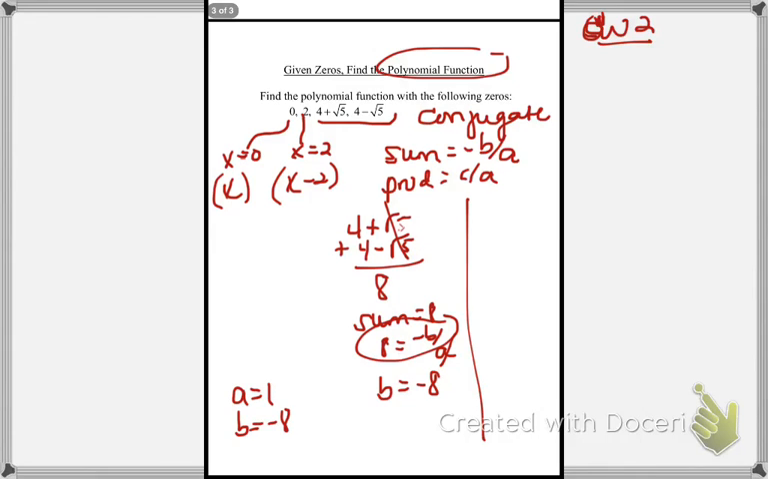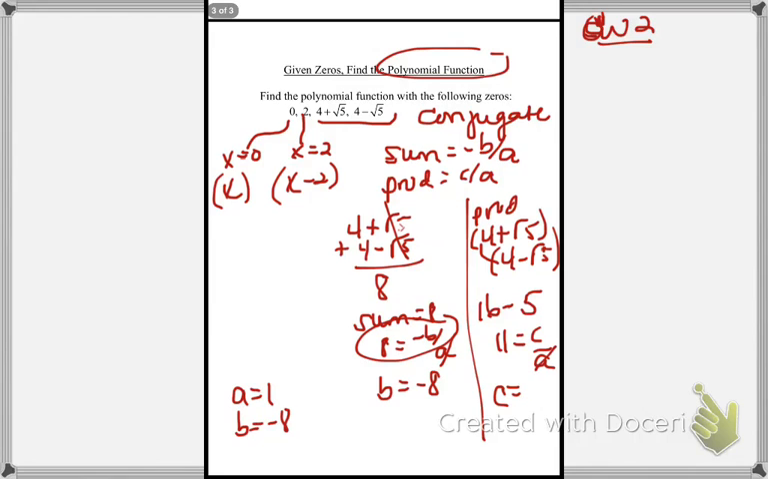We find a product. The product of these two is the same as the product of your perfect squares, two terms separated by a minus. So you multiply the first terms, 4 by 4. Negative times a positive gives you a negative, and your radical 5 by radical 5 gives you 5. This will be 11. We set that equal to c over a, and a is 1. Therefore, c is 11.